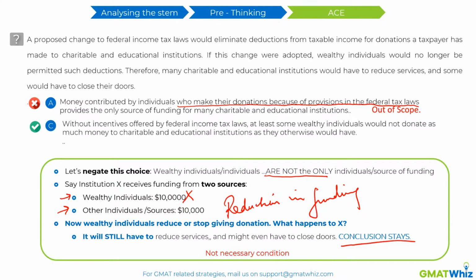Anuj, you either negate the quantity or the verb. Don't negate both. You either negate the quantity or you negate the verb. You could simply negate that at least some individuals would donate as much money as they were. Because remember, the conclusion is about some institutions, not all.